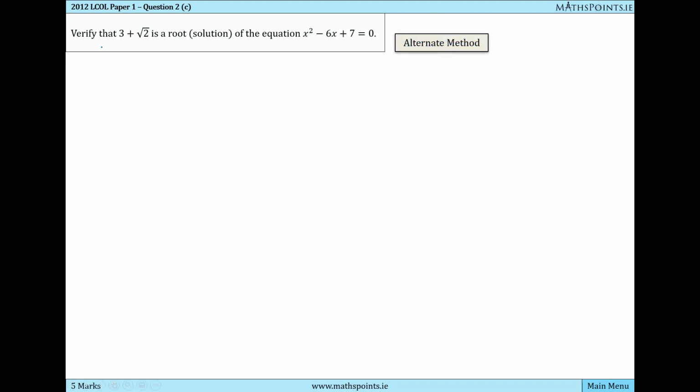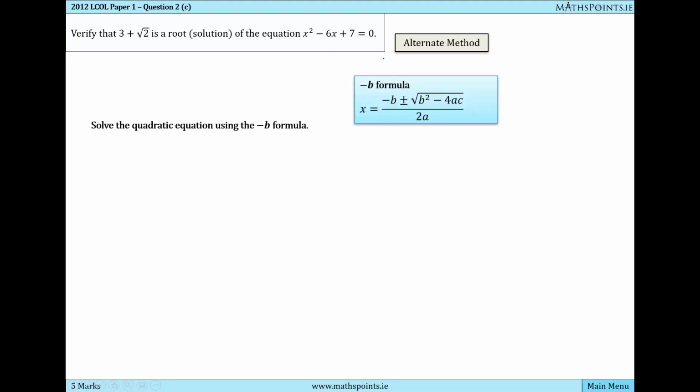So an alternate method to verify that 3 plus root 2 is a solution to this quadratic equation is to go and solve the quadratic equation. So we can solve the quadratic equation using the quadratic formula that's in our tables, the minus b formula. So we write down our quadratic equation, x squared minus 6x plus 7 equals 0. And we need to find out what a, b, and c are for the formula. A is the coefficient of the x squared term, which in this case is 1. B is the coefficient of the x term, which in this case is minus 6. And then c is the term that's independent of x, that has no x part of it. So that's going to be 7.